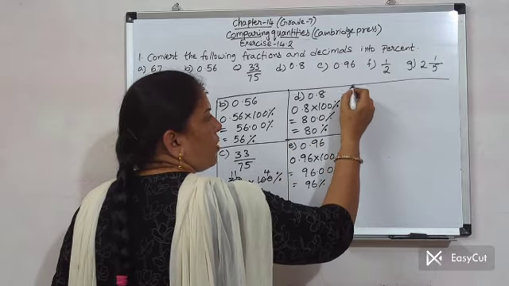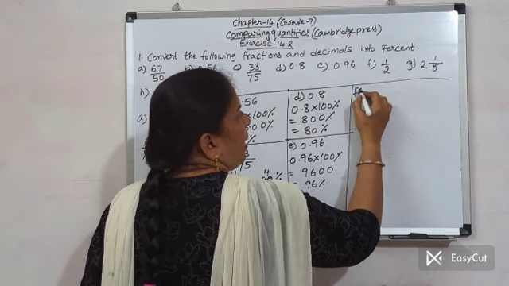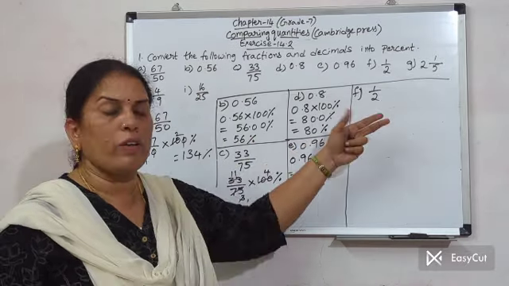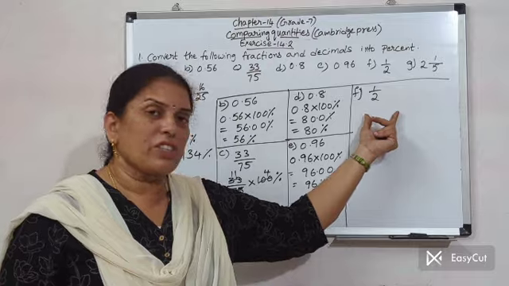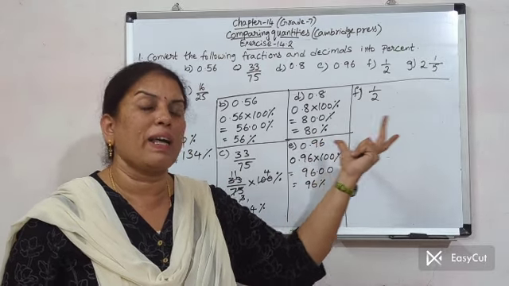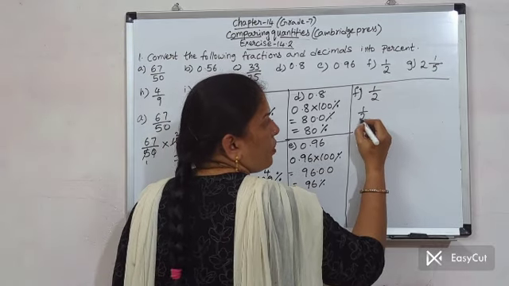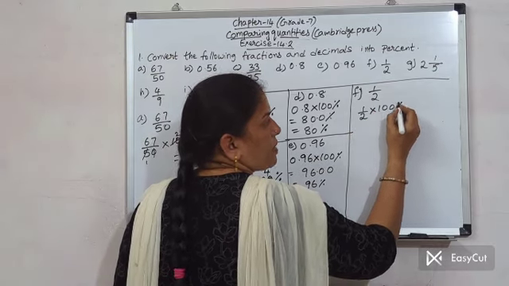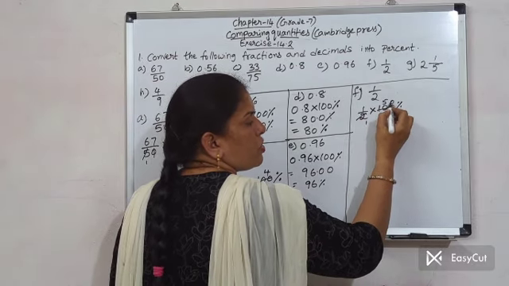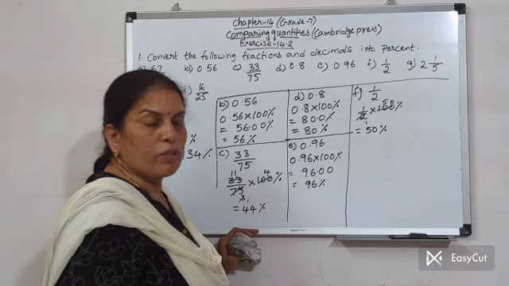Like this you must find out. What is the next question? F. 1 by 2. No need to panic, children. Why? Because whether it is a fraction or a decimal, whatever it may be, you must follow the same method. Multiply with 100% only. Now write down 1 by 2 and multiply with 100%. Understood? Now, 2 ones, 2 fives, 2 zeros. 50 ones, 50%. All of you understood now?